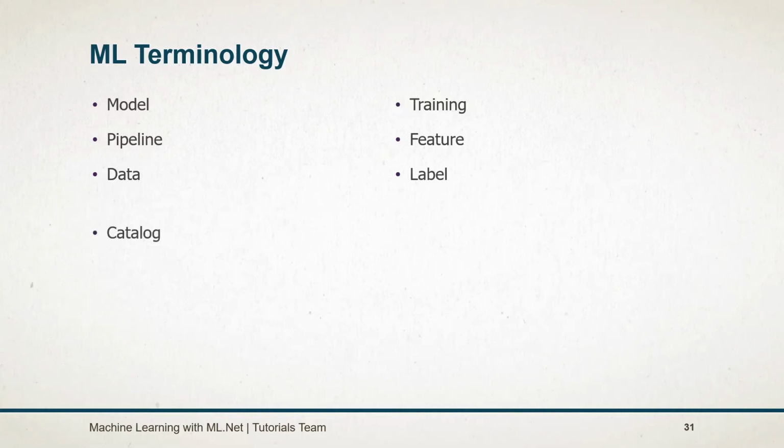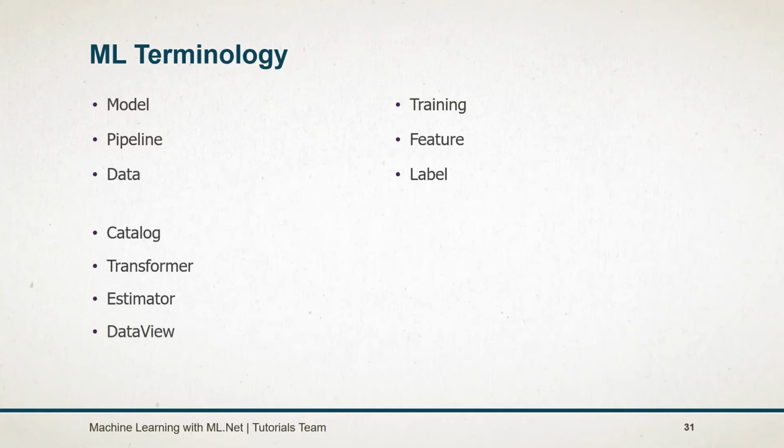Catalog. In ML.NET, a catalog is a collection of extension methods grouped by a common purpose. We have already learned about all catalogs supported by ML.NET. In ML.NET, models implement the ITransformer interface, so a model is also known as the transformer. In ML.NET, pipelines implement the IEstimator interface, so a pipeline is also known as the estimator.